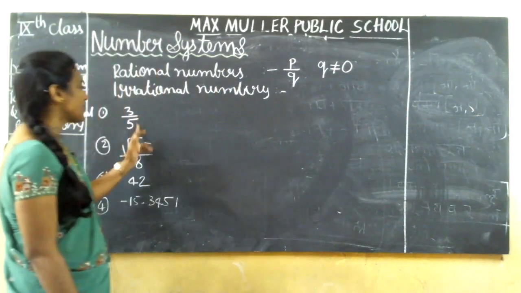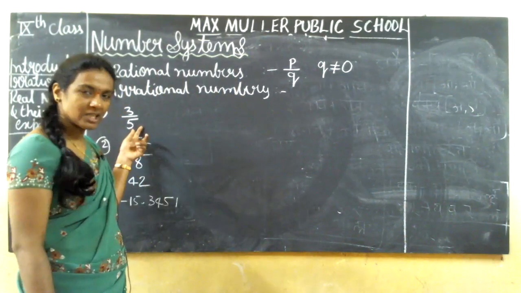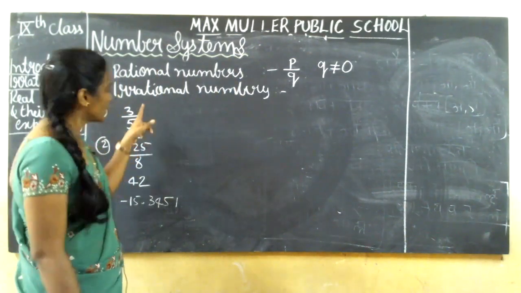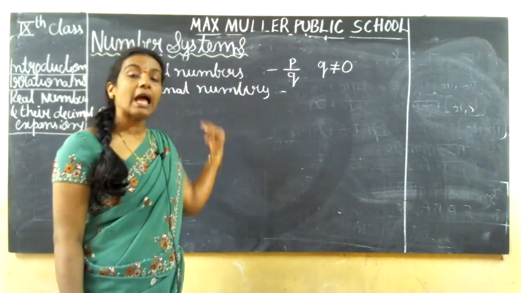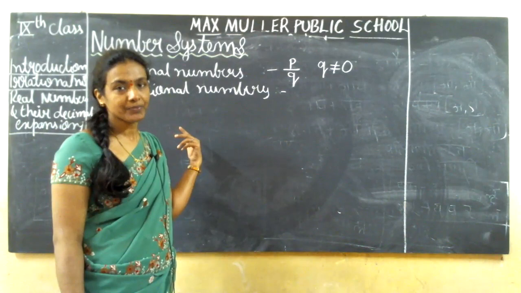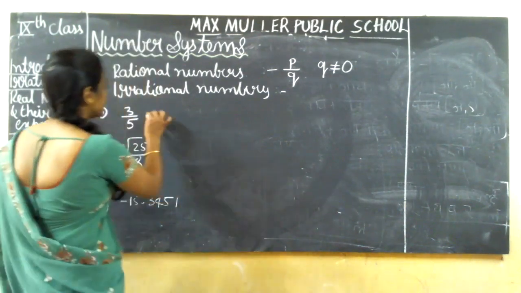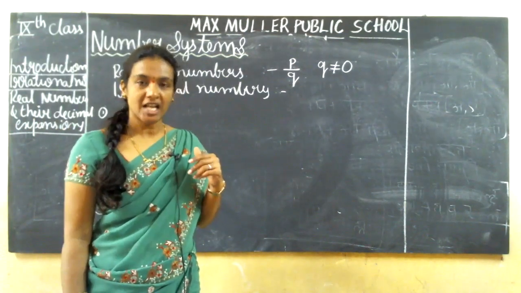First one, 3 by 5. We all know 3 is an integer and 5 is also an integer. It is written in the form of p by q, and q is not equal to 0. So obviously this is a rational number.